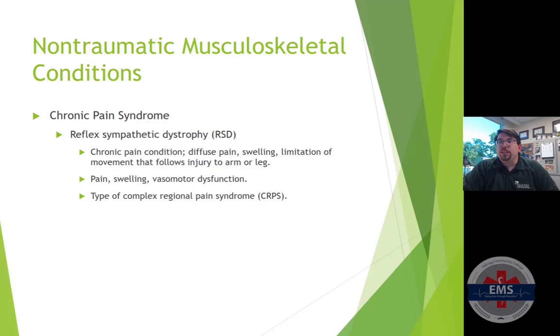Another one that we would deal with is reflex sympathetic dystrophy. In this case, we're talking about chronic pain that basically is diffuse pain with swelling, causes limitations of movement that follow an injury to an extremity, the arm or the leg. You're going to see pain and swelling. You may see some vasomotor dysfunction as well. And the type of complex regional pain syndrome is just going to depend. And so we classify it as a type of complex regional pain.